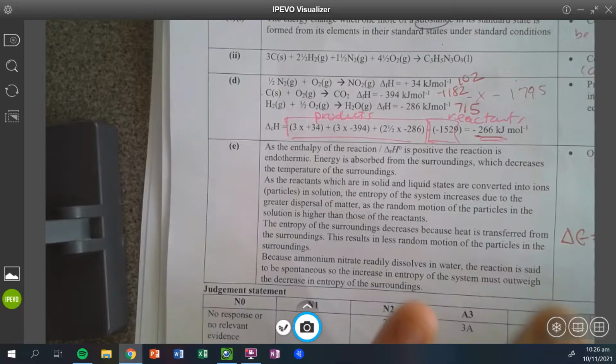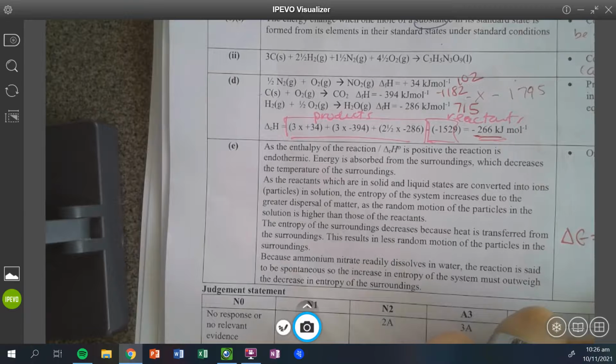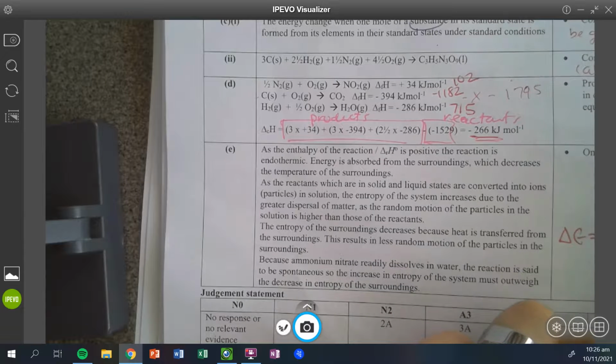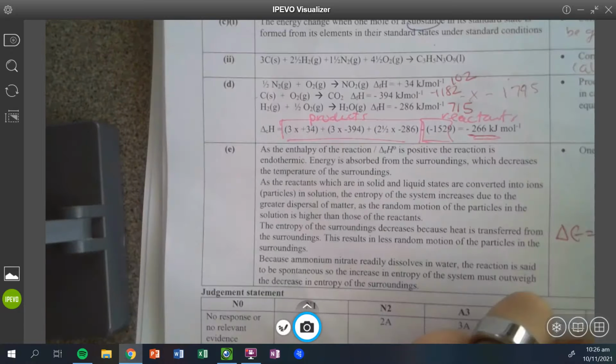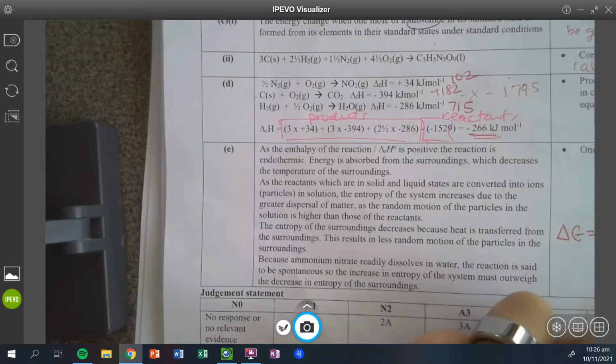Wait, so you're saying the entropy of the surroundings? So with this entropy of the surroundings, the entropy will decrease. It's becoming more ordered because the surroundings are getting colder because it's absorbing that heat energy because it's an endothermic reaction. Yeah. But in the system, so in the actual dissolving of, I think, what was it? Ammonium nitrate? Yeah, ammonium nitrate. That's increasing because you're going from a solid that's very organized to a dissolved ion, which is very disordered.